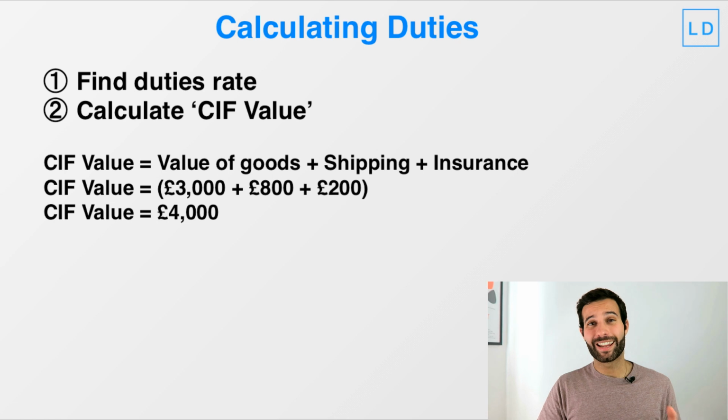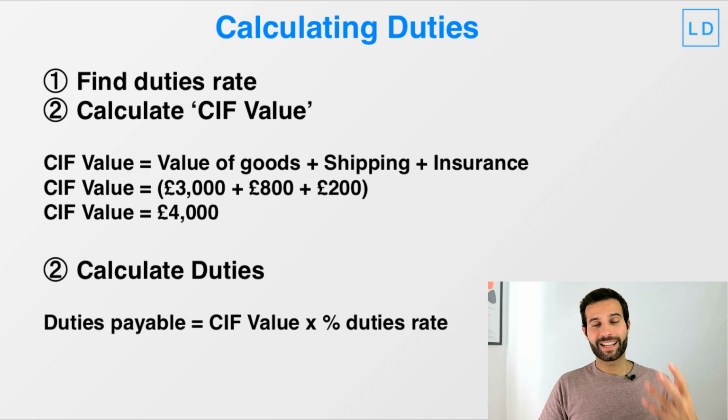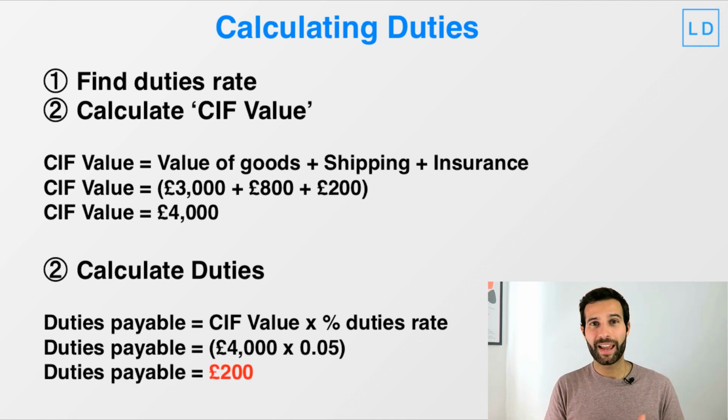So once you've calculated the CIF value, what you would then want to do is calculate the duties that need to be paid. So all you need to do is take the CIF value and times it by the duties rate that you found. So for this example, our CIF value is £4,000 and we know that our duties rate is 5%. So 4,000 times by 0.05 means that the duties payable in this example would be £200.